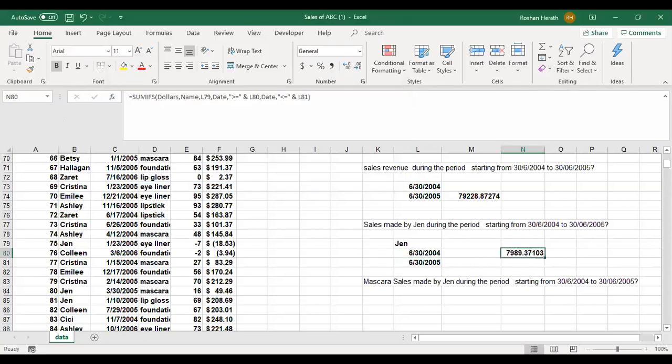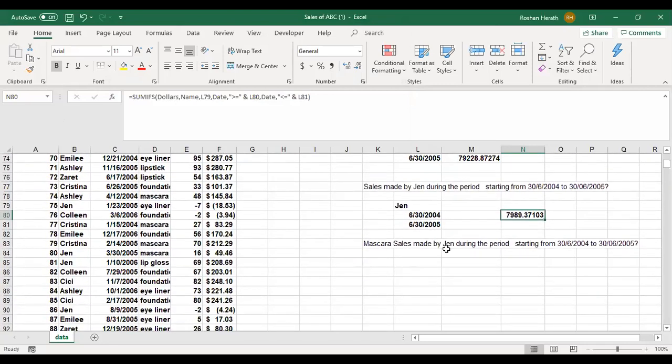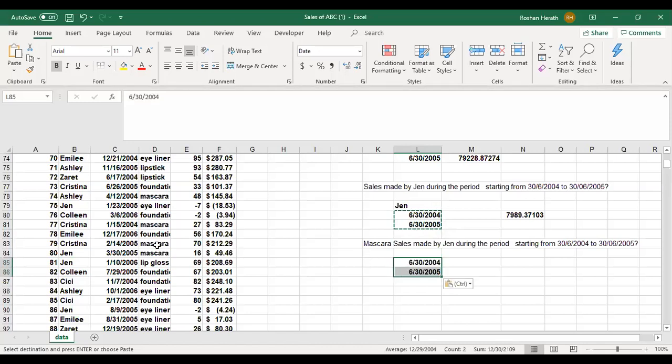And finally, it asks you the mascara sales made by Jen during the same period. Another condition is getting added. No matter how many conditions come, you can go up to like 32 conditions, if I'm not mistaken. You can go up to several. We have taken 4 conditions over here. Now you can apply this again.